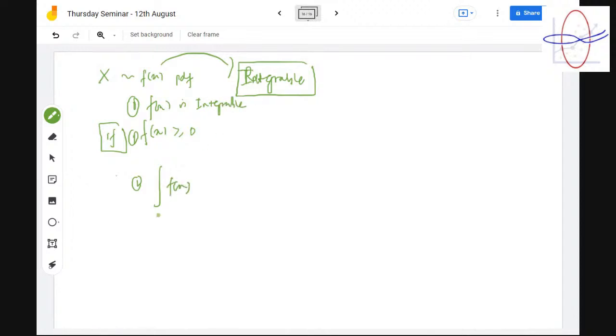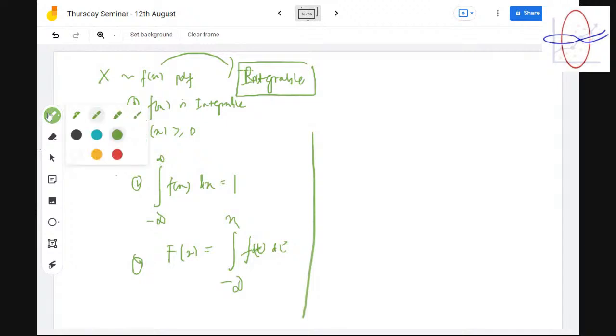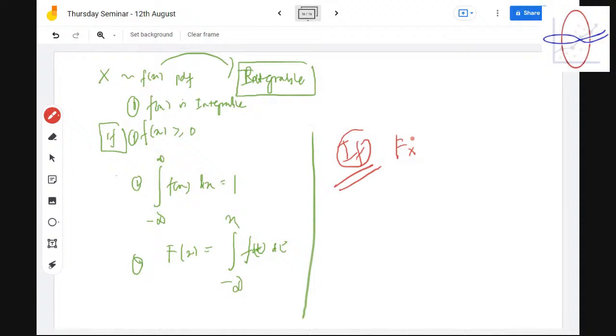The integration of f_X from minus infinity to infinity dx is 1, and capital F_X(x) is equal to the integration of f_X(t) dt. Note this very carefully: if the CDF is differentiable, then F'(x) is equal to small f(x), and small f(x) is continuous.